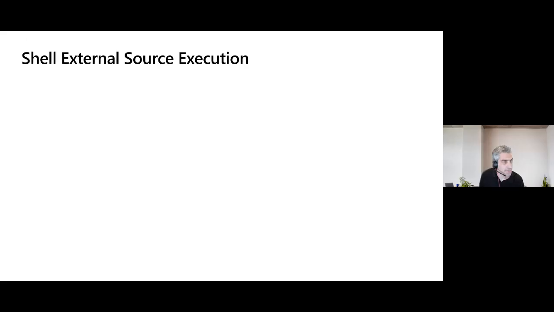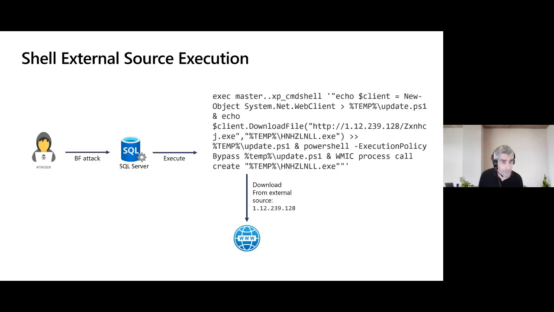For the next demo, we talk about shell external source execution, and for that I'm going to use the on-prem machine. So what is shell external source execution? Basically it is using XP command shell to access resources on the internet, and with that download malware or other scripts. And this is very interesting because we actually saw that in the wild through campaigns.